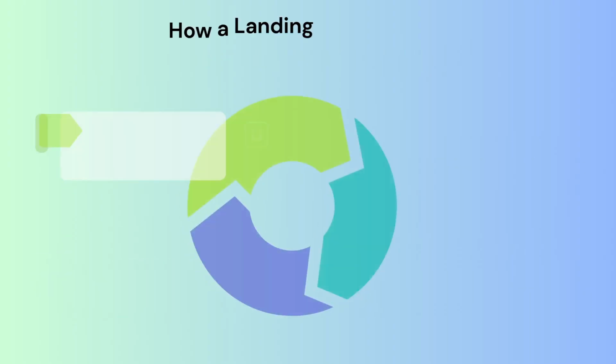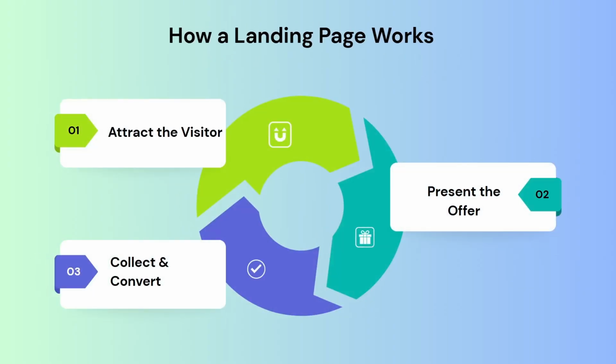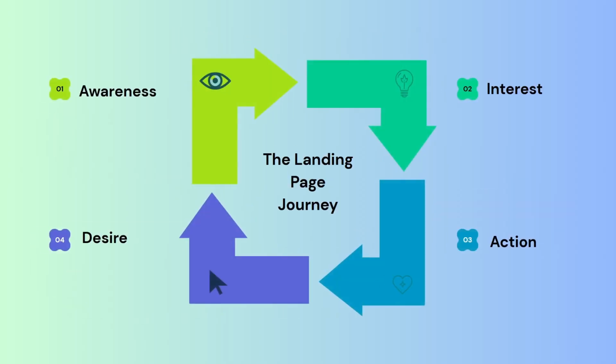So, how does a landing page work? The process is actually very simple. A visitor clicks on an advertisement, social media post, email link, or search result. They arrive on a landing page. The page presents an offer. The visitor decides whether to take action. If they complete the action, they become a lead or customer. That's the basic landing page journey.